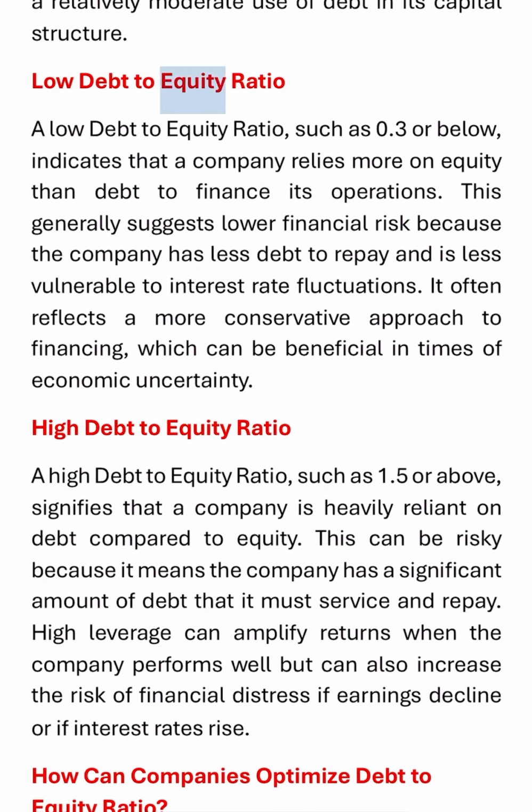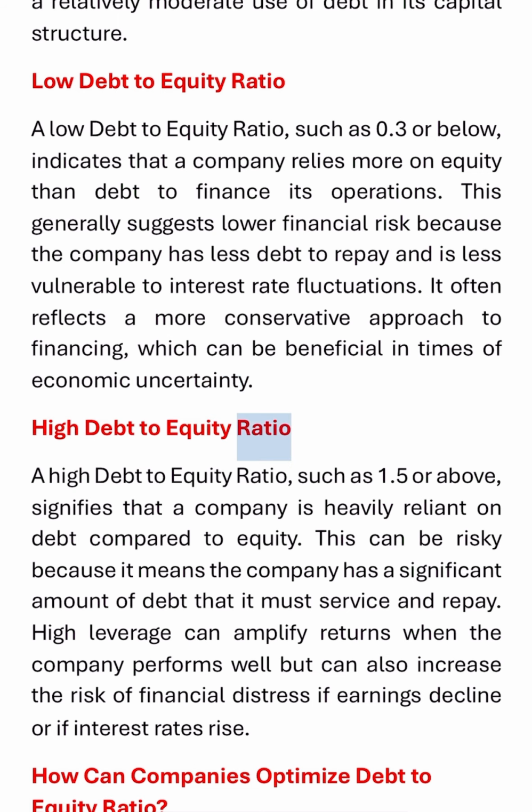Low debt-to-equity ratio. A low debt-to-equity ratio, such as 0.3 or below, indicates that a company relies more on equity than debt to finance its operations. This generally suggests lower financial risk because the company has less debt to repay and is less vulnerable to interest rate fluctuations. It often reflects a more conservative approach to financing, which can be beneficial in times of economic uncertainty.